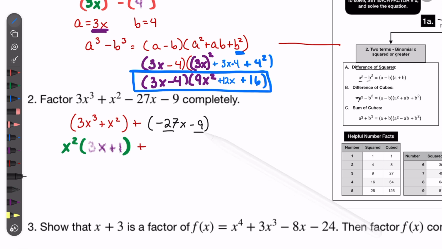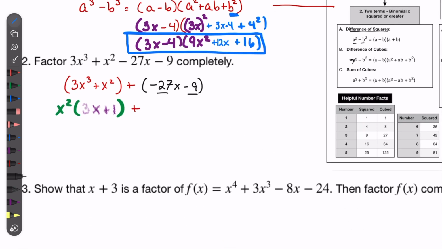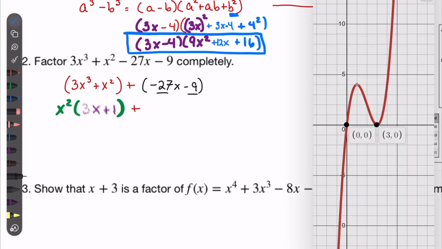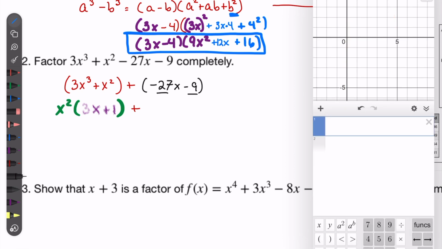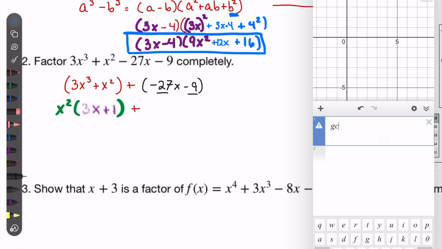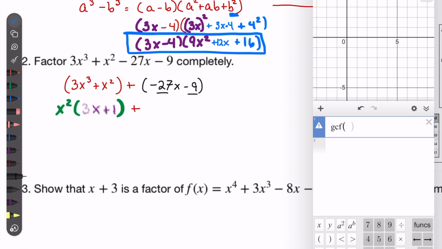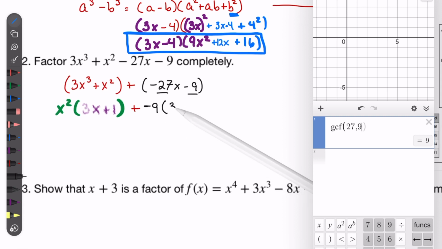negative 27 and negative 9. So I might pull out a calculator at that point. Okay, if you're not good with your greatest common factors here, you could just ask your calculator, what is the GCF of your 2 numbers? In this case, we've got a 27 and a 9. So that'll tell me what it is, 9. Now I want to take a negative 9 out of this, because that gives me a positive 3x and a plus 1. And see, now these 2 factors match each other.